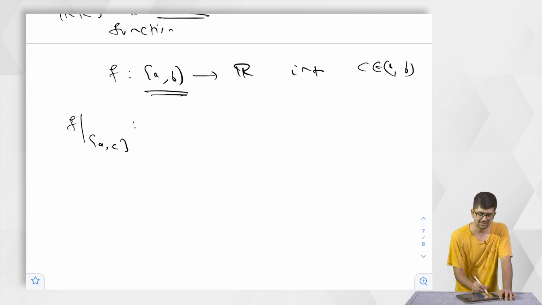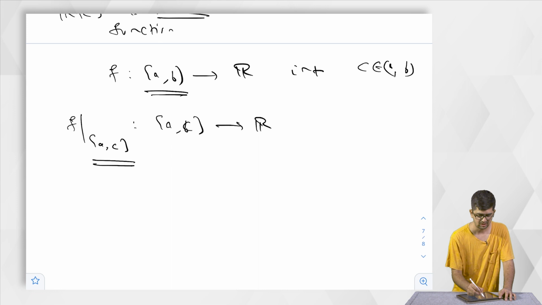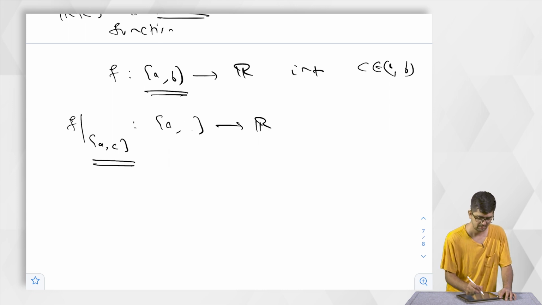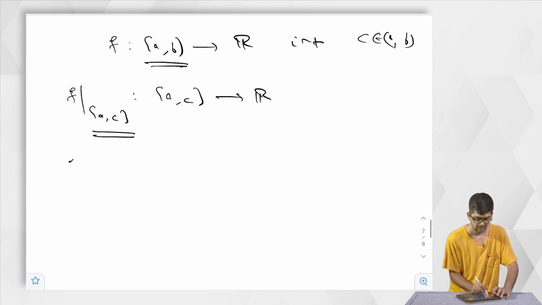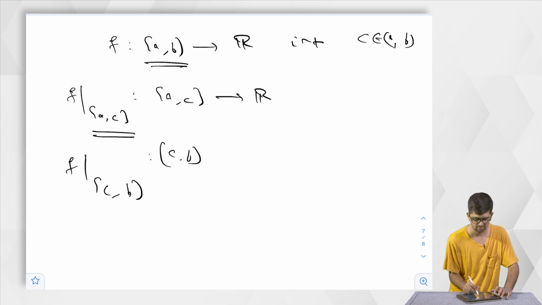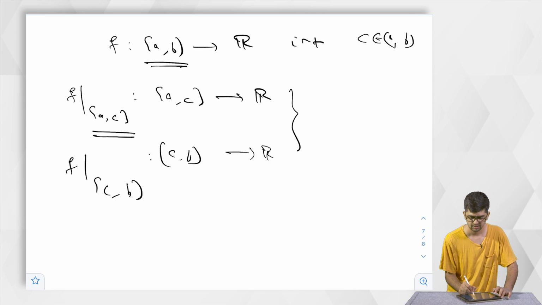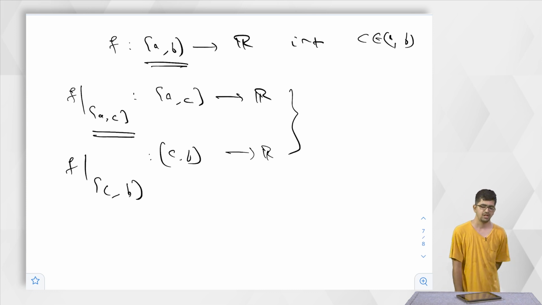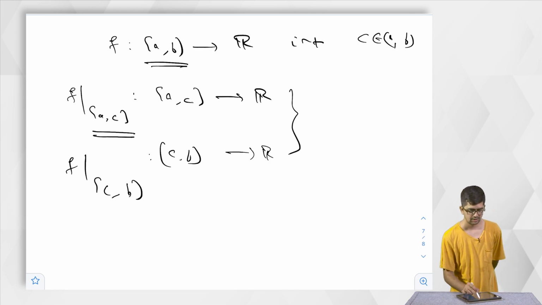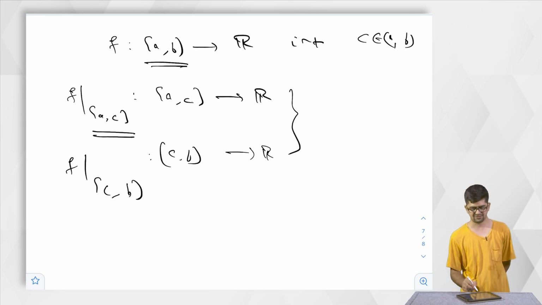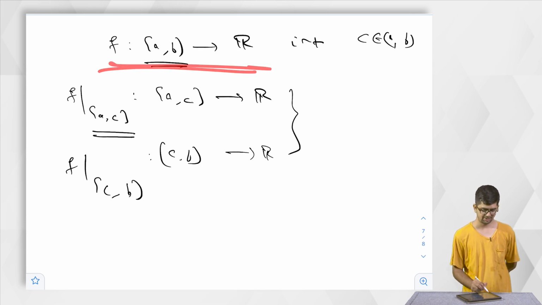So I am just restricting f to this interval, so that is integrable. This is c, integrable. Then f restricted to c comma b is integrable. So now the question is the following. Suppose, see, we are starting with the case that f is integrable, so that implies these two are integrable.